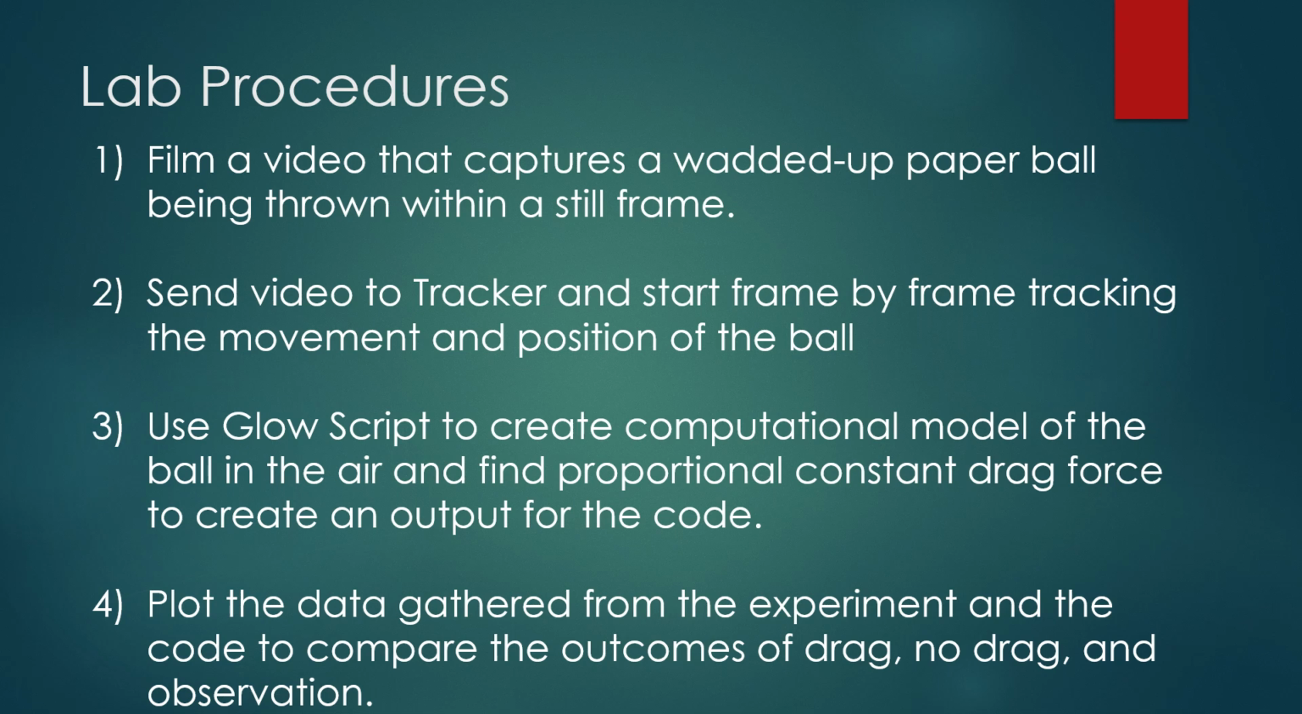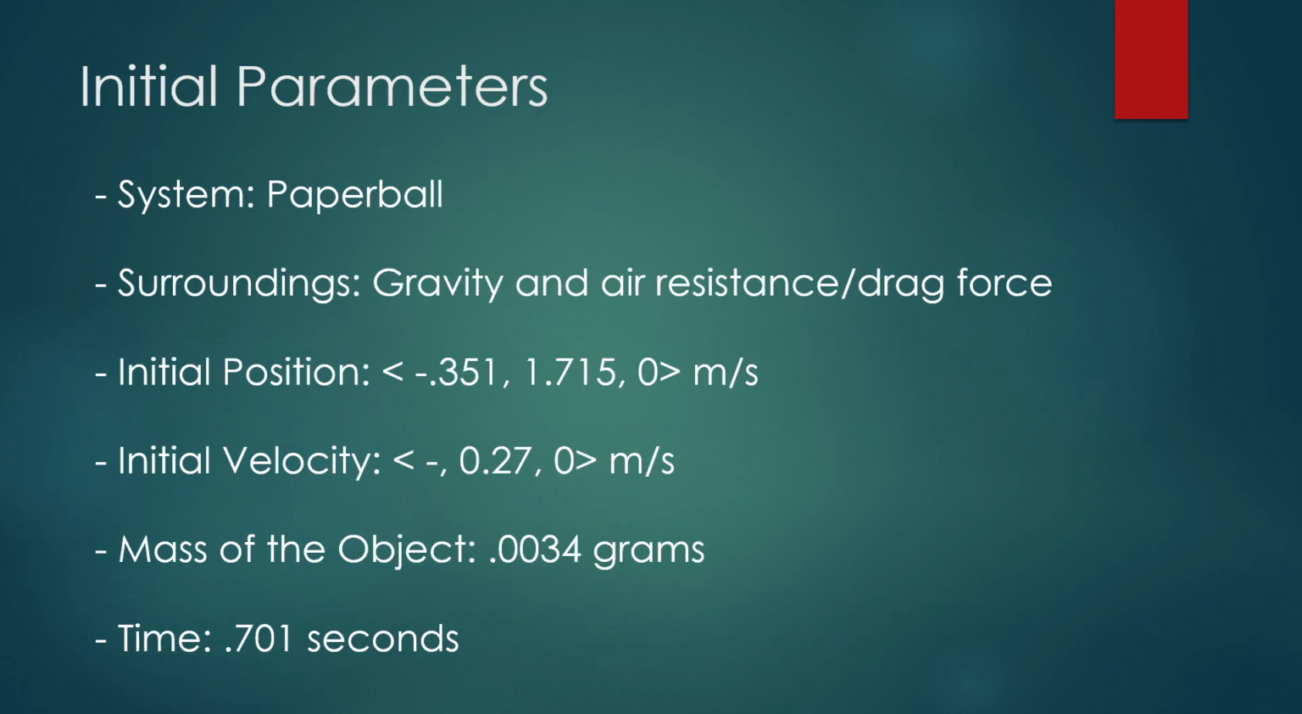Then we want to plot the data gathered from the experiment and the code to compare the outcomes of drag, no drag, and observation. Some initial parameters of the experiment were: system, being the paper ball; surroundings, the gravity and air resistance / drag force; the initial position from when the ball was thrown; the initial velocity, from the force applied to the ball when it was thrown; mass of the object; and the time it took for the ball to reach the ground.